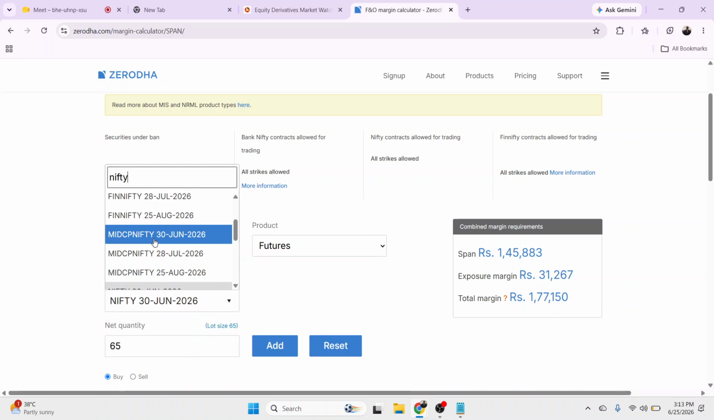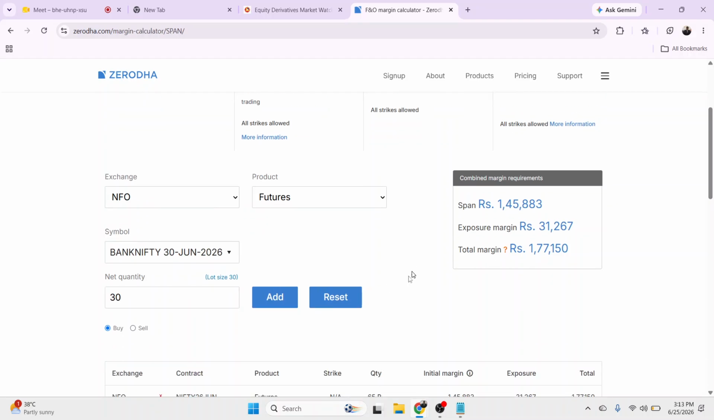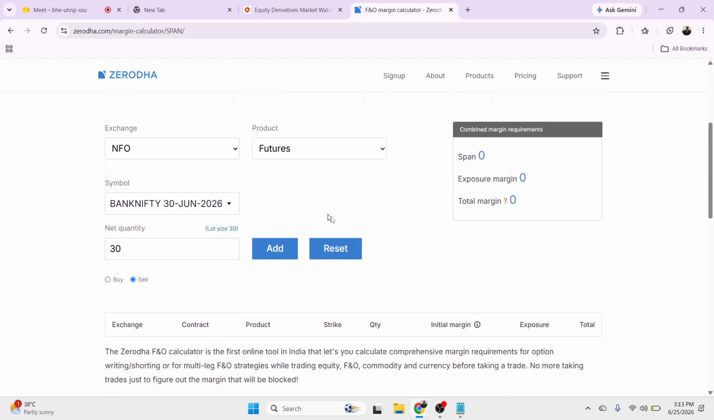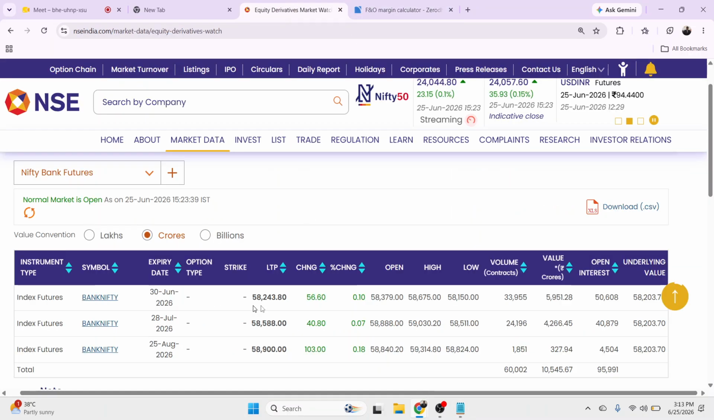Bank Nifty, okay, if you want, you can go for it. So Bank Nifty has a lot size of 30. Okay, so if you like to go for buy or sell, you have to pay the same amount. So you can see the price of Bank Nifty is this one, 58243.